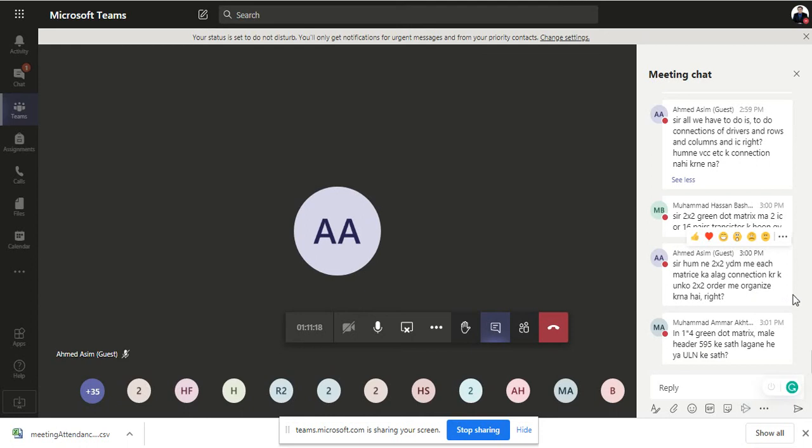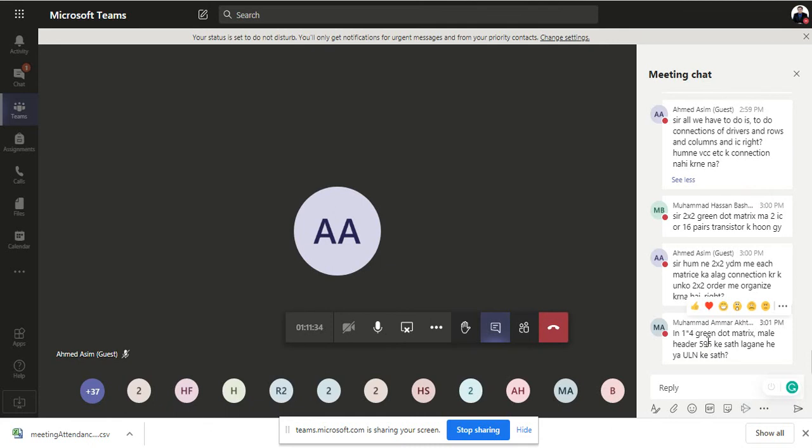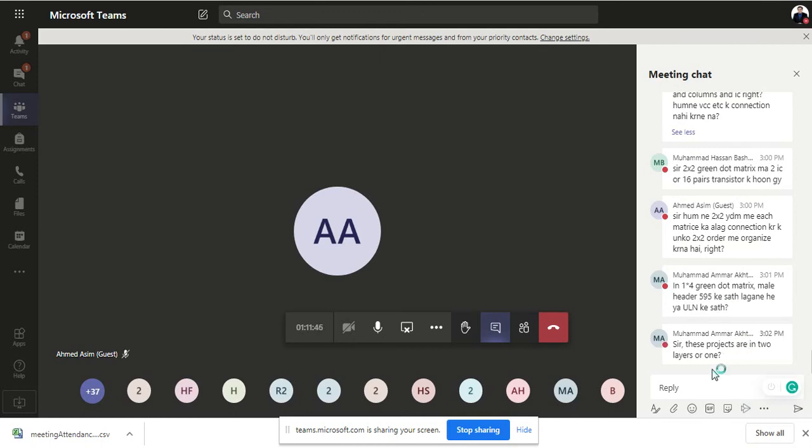When you do it in 2x2, please remember, when you are having something in 2x2 like this, you are going to combine the rows of the first two, and then you are going to combine the rows of the 3rd and 4th as well. So don't do it by making each one separate and then combining them. You are going to treat them as one matrix. Remember the saying: by increasing this, we are increasing the number of matrices. Yes, absolutely, they are in 2 layers. These projects have to be done in 2 layers.